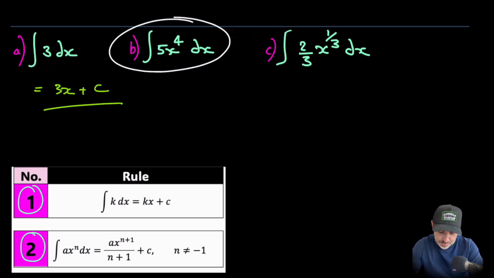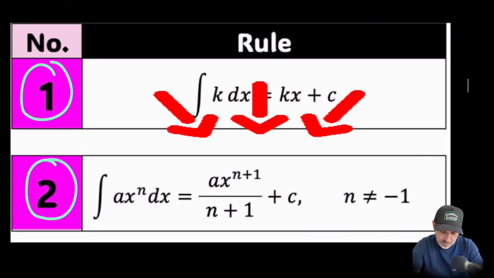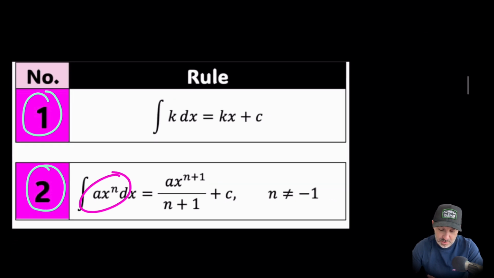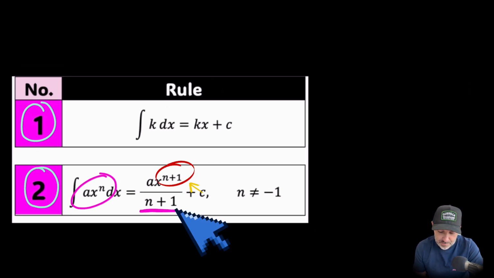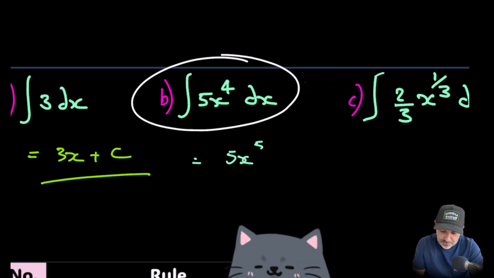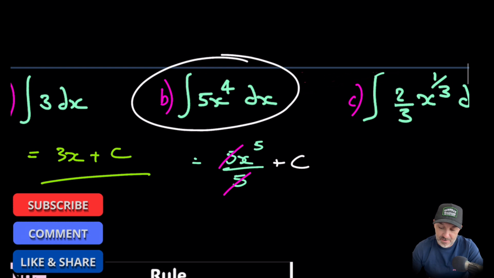Here, we are going to be using rule 2, whereby if we have an integral of a value and x has a power on top of it, we add 1 to that power and divide by that new power. So we're going to integrate this. We will get 5x to the 5 divided by 5. Those 5s would cancel, leaving just x to the 5. But don't forget your plus c. That is very important on an indefinite integral.